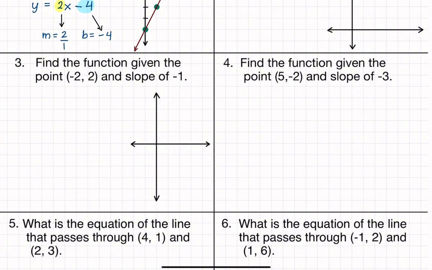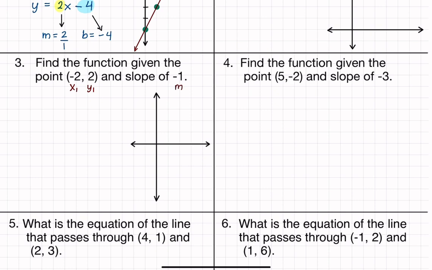Okay, same process, class. The question is find the function given the point -2, 2 and slope of -1. So class, we have the given point -2, 2. So this is our x sub 1. This is our y sub 1. And our slope is -1. So this is our m.